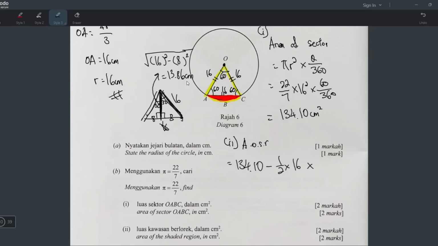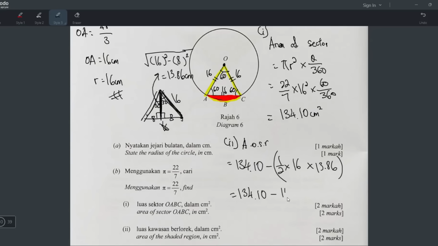Okay, now with this, I know already the vertical perpendicular height is 13.86. So now the answer will be 134.10 minus, okay, now find the area of triangle lah. Okay, 16 divided by 2 is 8. So I'll use the answer button. So it will be answer times 8. So I got 110.85.